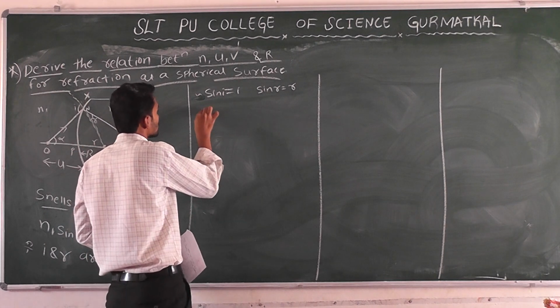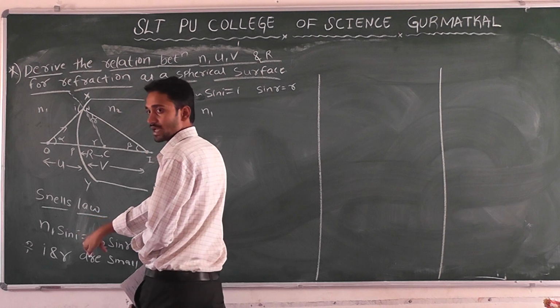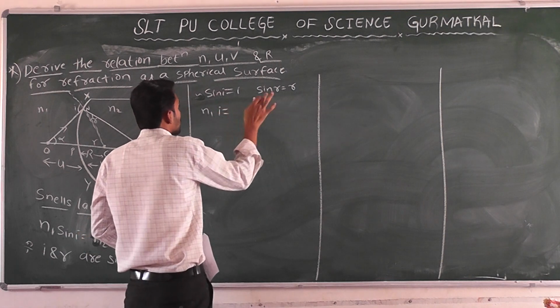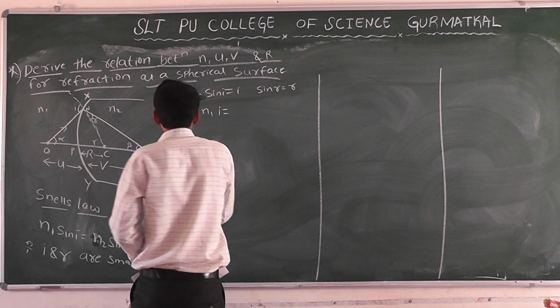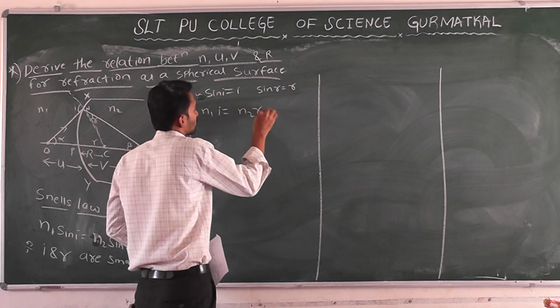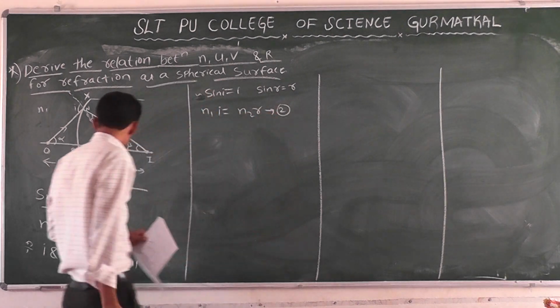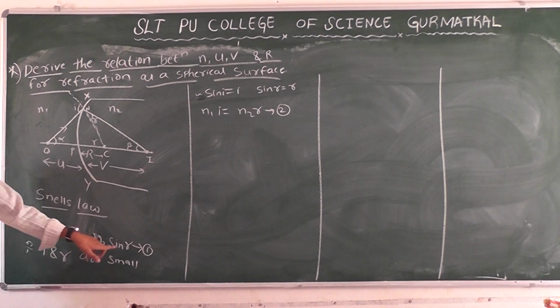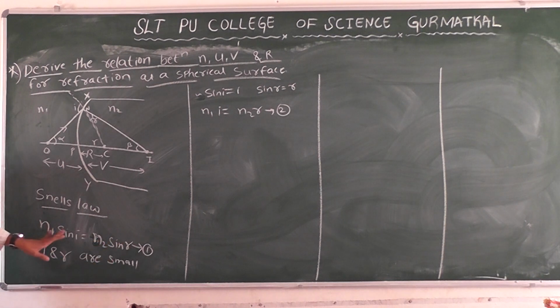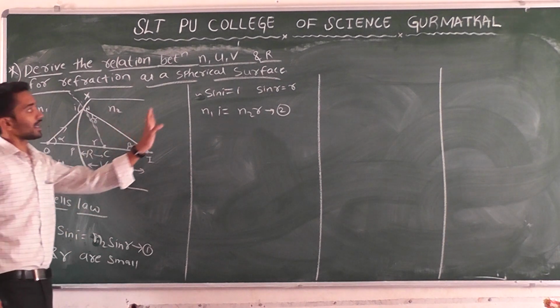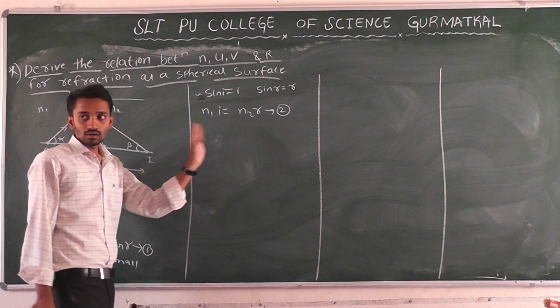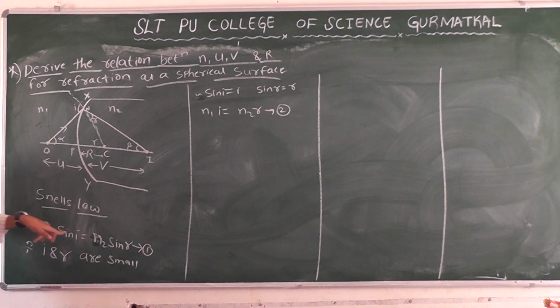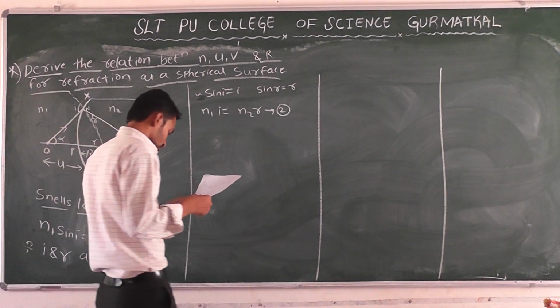So we write the second equation: n1, in place of sin i we write i, and in place of sin r we write only r. Consider equation 2. Using the generalized form of Snell's law, n1 sin i is equal to n2 sin r. Since the incident and refracted angles are very small, sin i is equal to i and sin r is equal to r, so the remaining equation is n1 i is equal to n2 r.